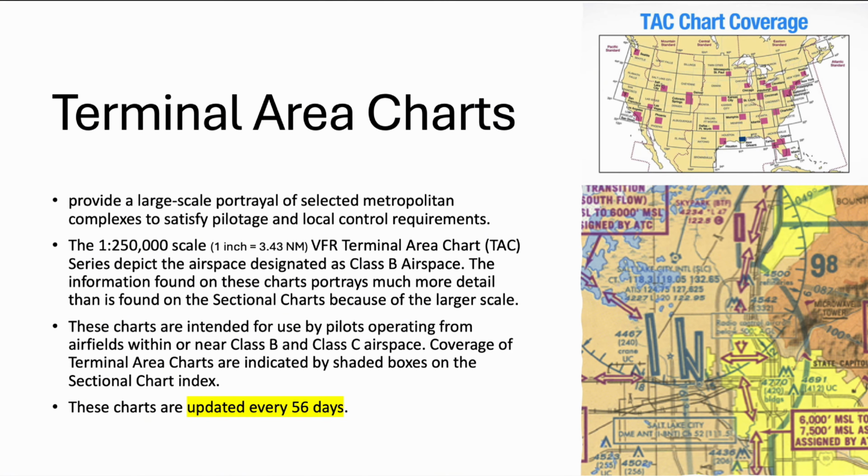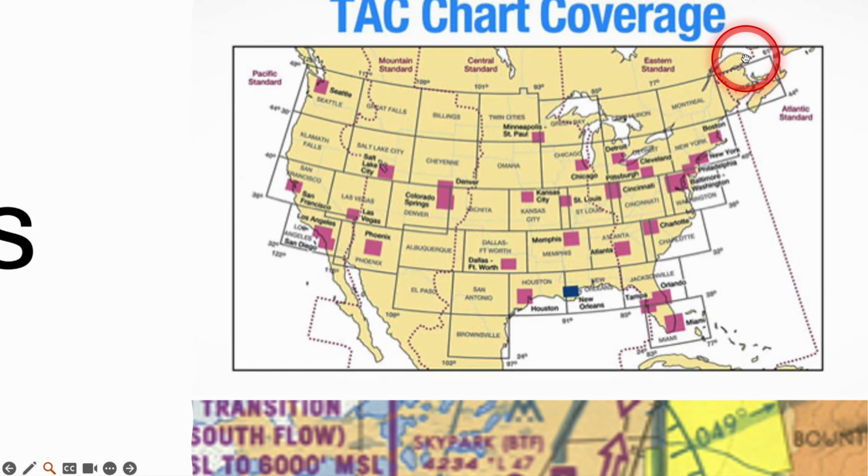The other chart I placed in front of you is called a terminal area chart, or TAC as we call it. It's very similar to the sectional chart we just looked at, but it's half the scale. So you'll see there at the top it says 1 to 250,000. So now 1 inch is comparable to 3.4 nautical miles. So these are going to be based off of terminal areas or really busy areas like Class Bravo airspace. And they show a lot more detail because of their scale, and you can use these to navigate around those Class Bravo airspaces.